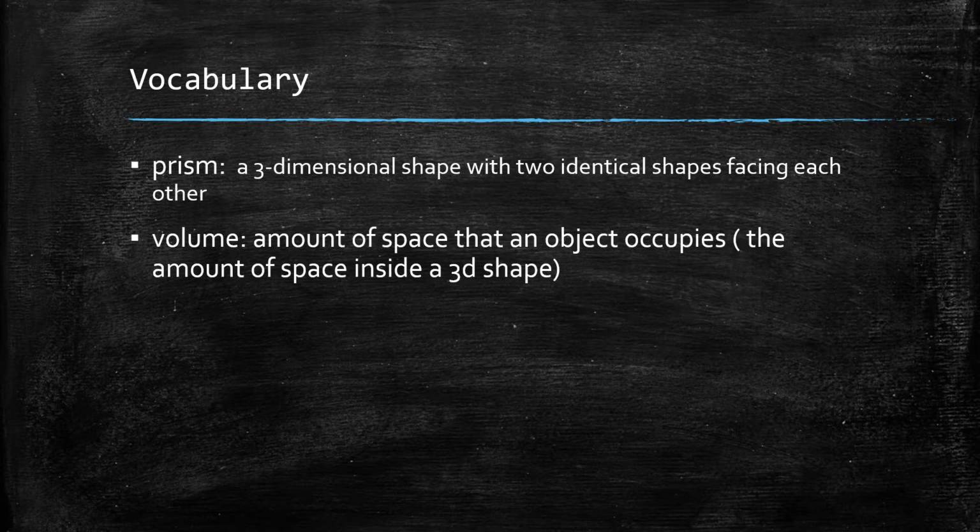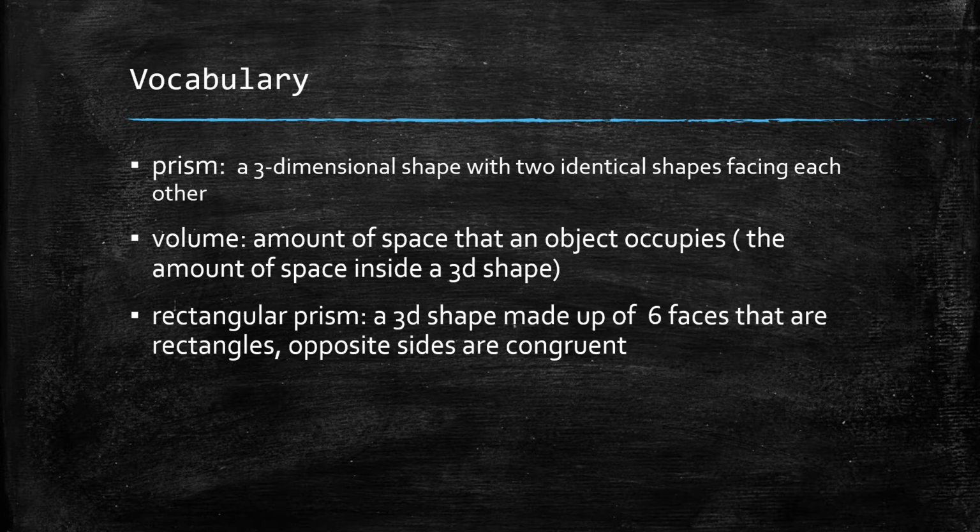Next word is volume. That's what this whole section is about. It's the amount of space that an object occupies. Usually we just say the amount of space inside a 3D shape. So if you think of a soda bottle or the milk boxes, how much can fit inside of that? That is the volume. And that is what we'll be looking at for the next few math lessons.